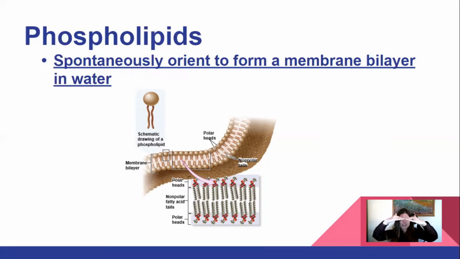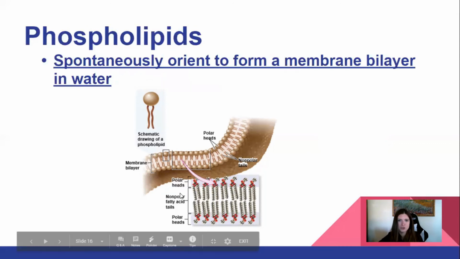So those fatty acid tails are going to point towards each other and protect themselves from the water by using the phosphate heads, those polar heads, to kind of like block the water. So one of the shapes that these phospholipids are automatically going to form in water is a membrane bilayer.